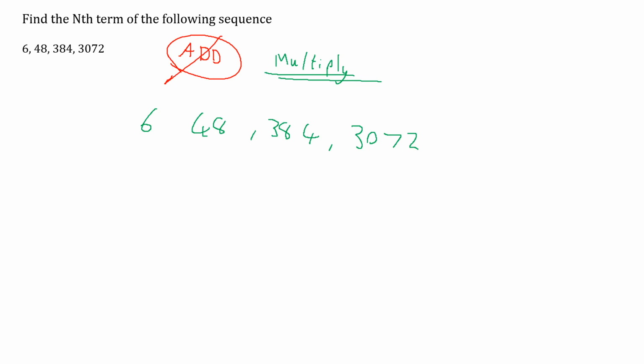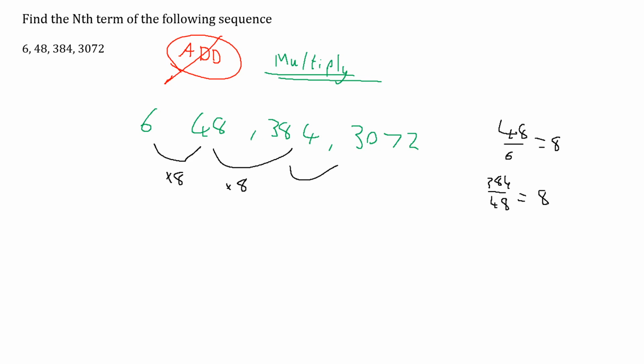What do we need to times 6 to get 48? 48 divided by 6 is equal to 8. So we times 8. 384 divided by 48 is what? You can use your calculator. Yeah, it's equal to 8. And 3072 divided by 384 is also equal to 8. So for each one, we're timesing 8.